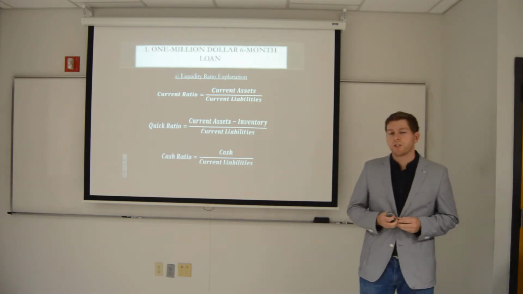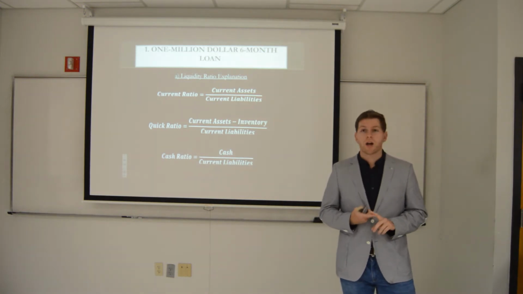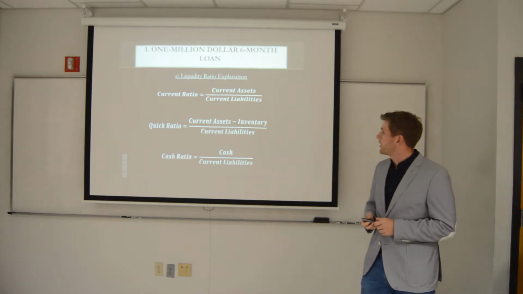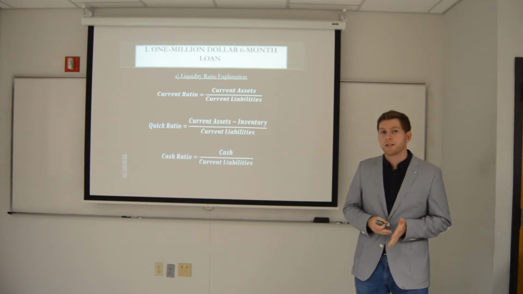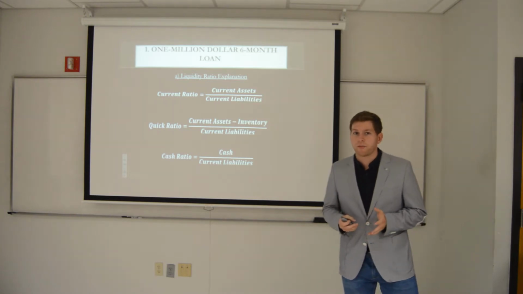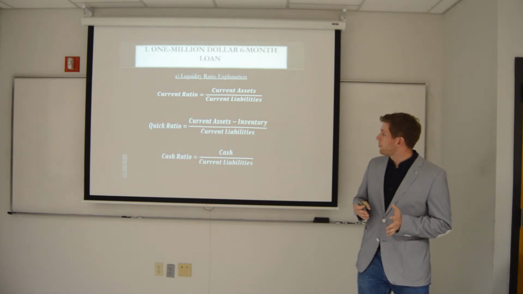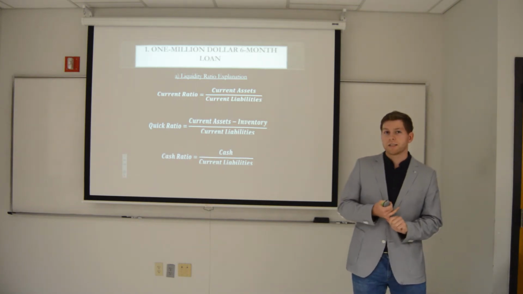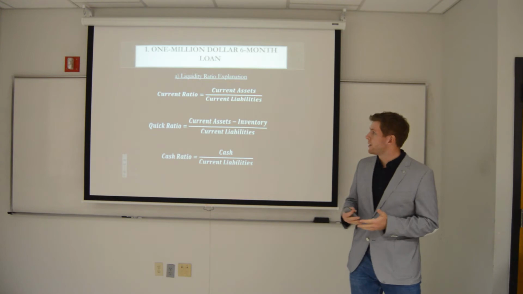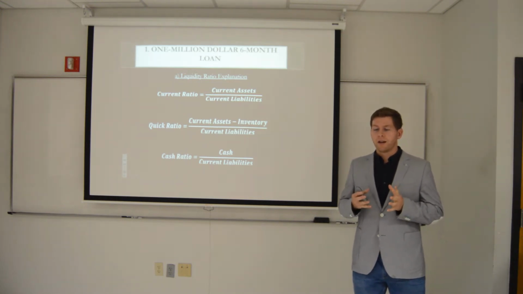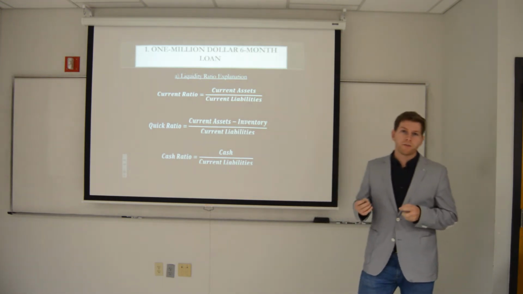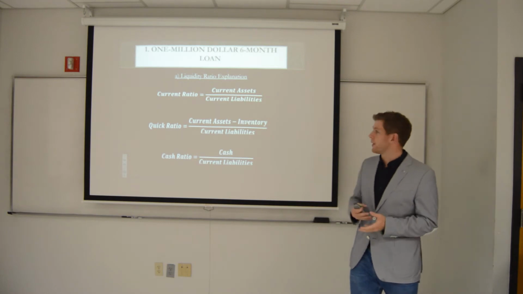The liquidity ratios I use are the current ratio, which is calculated by current assets over current liabilities. What I'm basically trying to figure out with this ratio is if a company would be able to use their current assets to pay back their current liabilities, and I can basically find an answer to if they will be able to pay me back within a year.